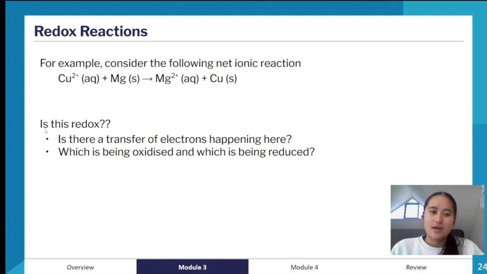So this is an example of the metal displacement reaction we talked about a couple slides back, but we start off with aqueous copper, and then we have magnesium solid, and then this reacts to form magnesium aqueous.